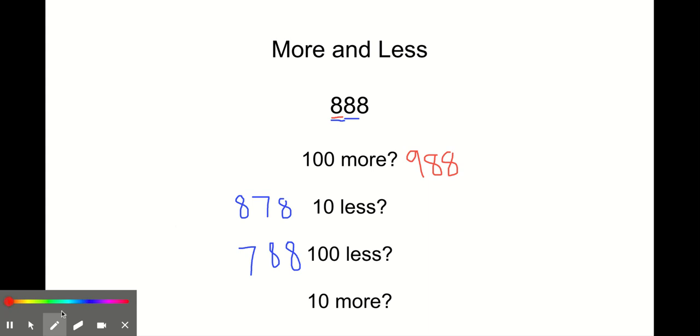And finally, what's 10 more? In this case, just the 10 changes. 10 more than 888 is 898. Remember, the goal is to go fast with this, but also to be thinking about numbers as fluid and as quickly as we can. Good work.